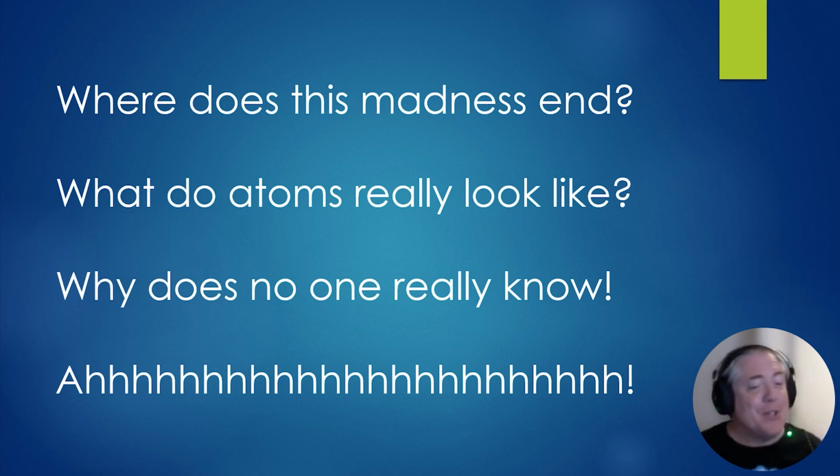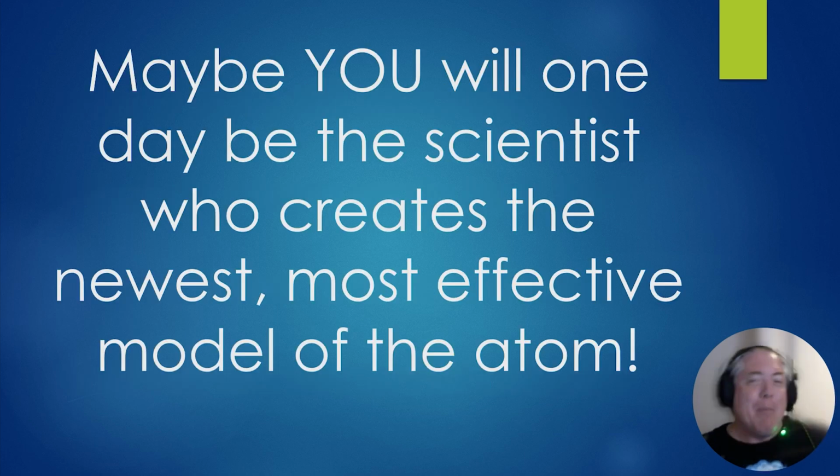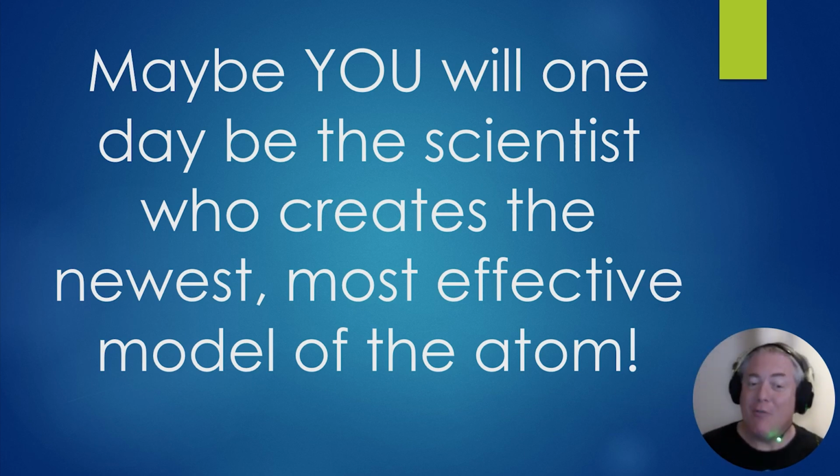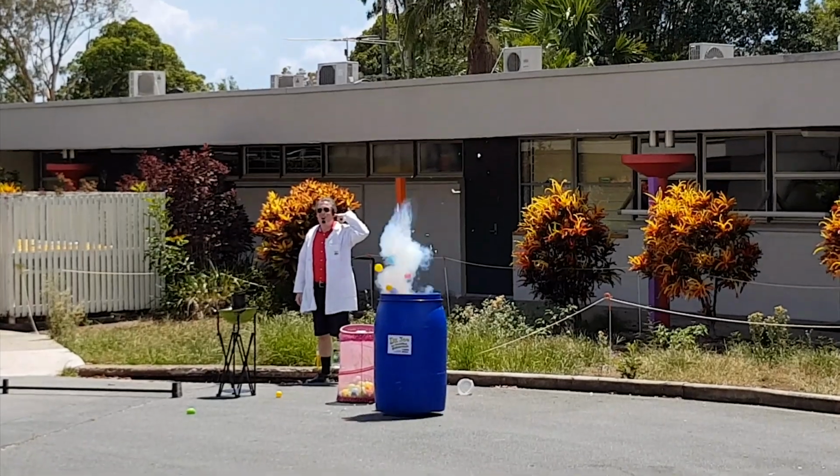But perhaps there is a moral to this story. Maybe you will one day be the scientist who creates the newest, most effective model of the atom. My point is we're still learning. We're not done. There is still more to know. So if we're going to teach chemistry, we have to teach about atoms and teach them not exactly sure what they look like. There's so much we don't know. I mean, electrons are weird enough. And then you get protons and neutrons and little quarks and antiquarks. There's a lot we don't yet know, but that is the nature of science.